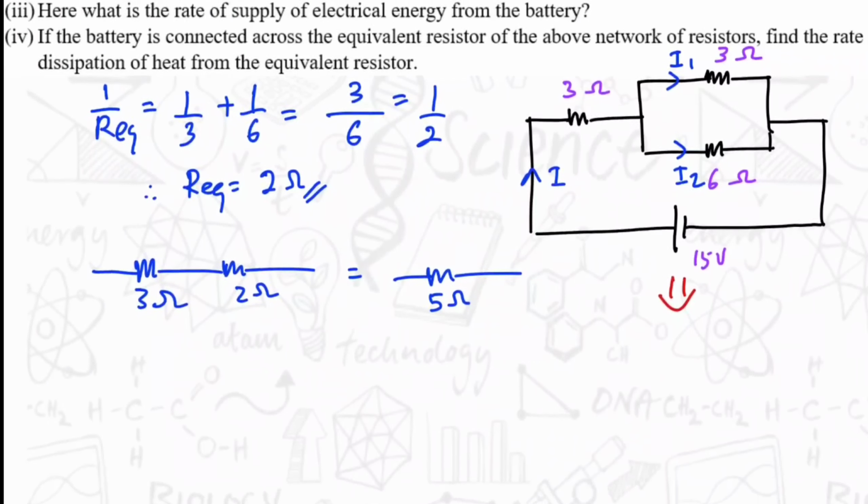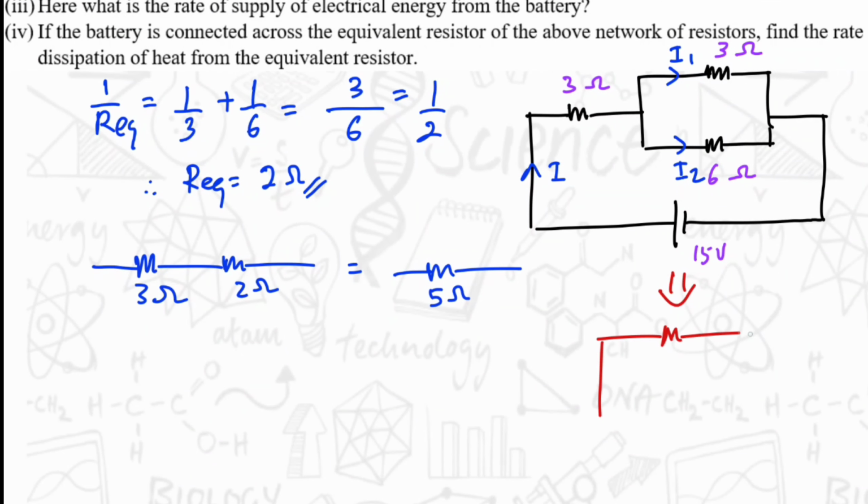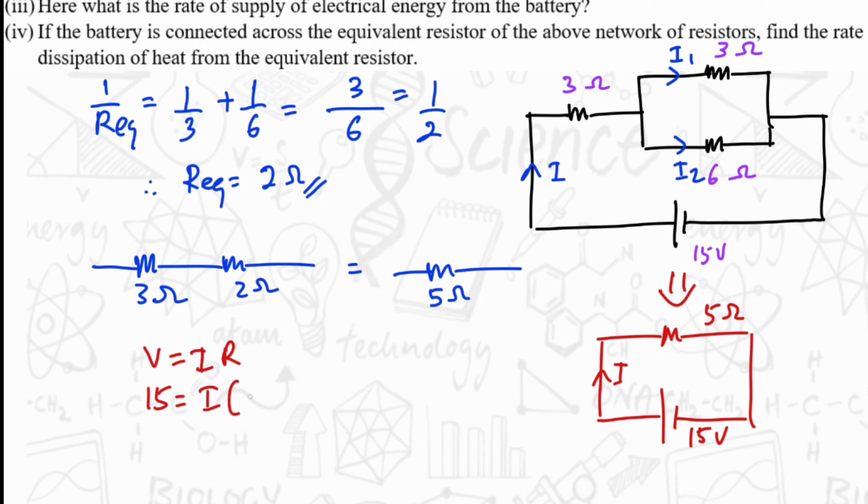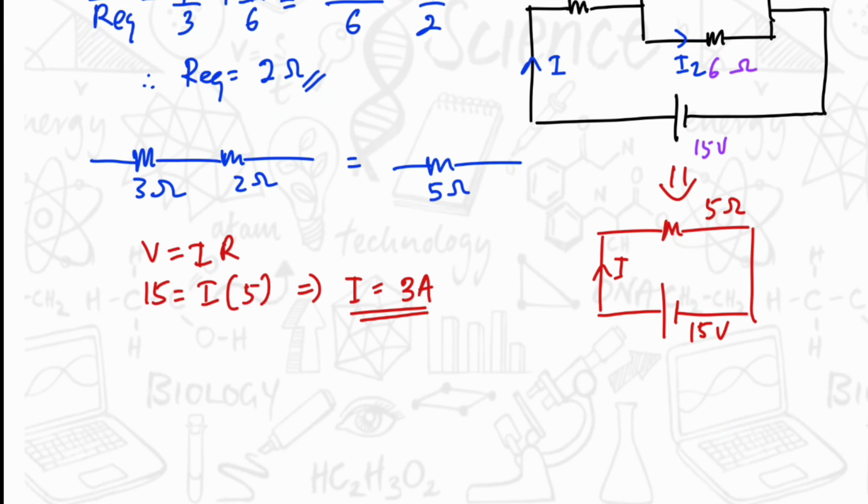So the circuit can be replaced by a single resistance of 5 ohms, and the EMF of the cell is 15 volts, and the current is I. By the equation V equals IR, you can find I. I will be 3 amperes. Now we have to find I1 and I2.